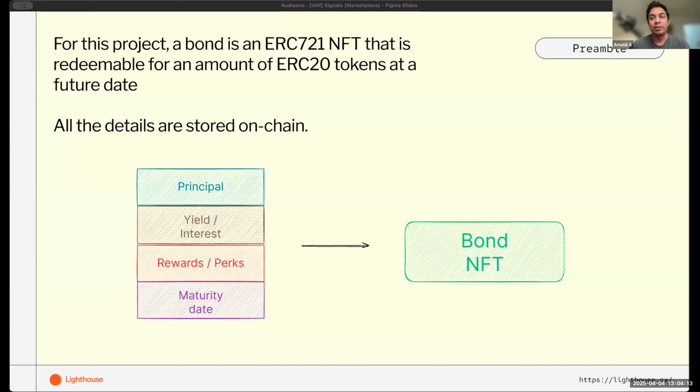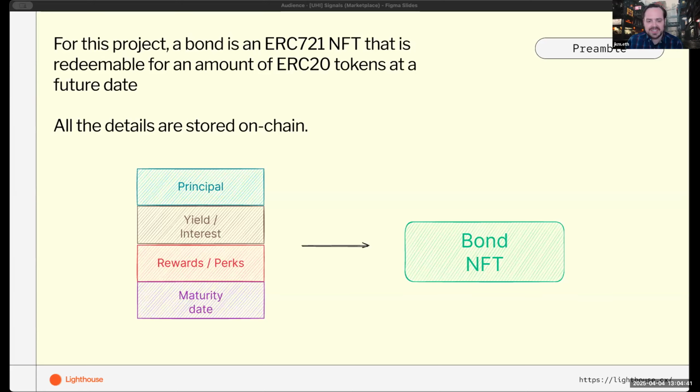Bonds come with prior assumptions attached. So to clarify, for the remainder of this presentation, we're going to define a bond as an ERC-721 token that is redeemable for some amount of ERC-20 tokens at a future date. Similar to modern Uniswap LP positions, our bonds are represented as non-fungible tokens, and we encode common properties such as the principal, potential yield, and other perks, so that downstream, the underlying attributes can be easily inspected.